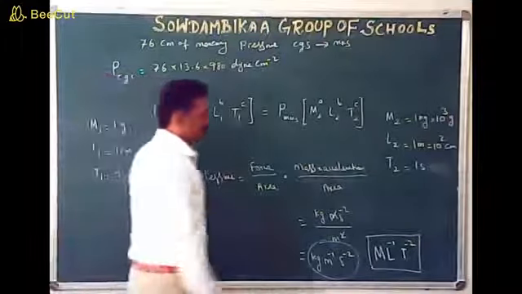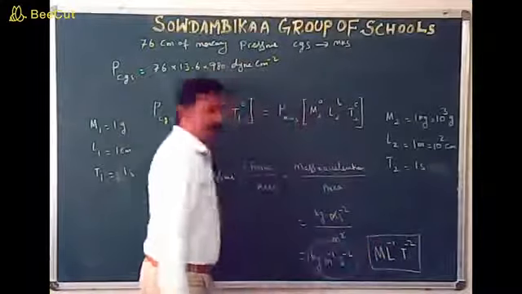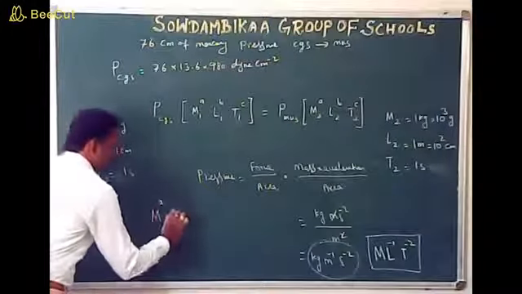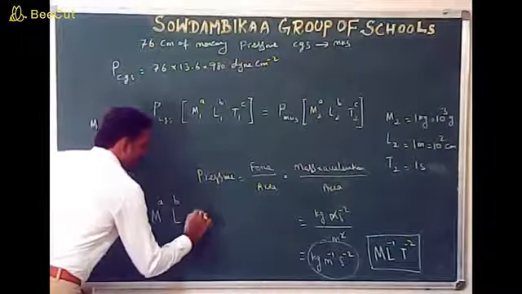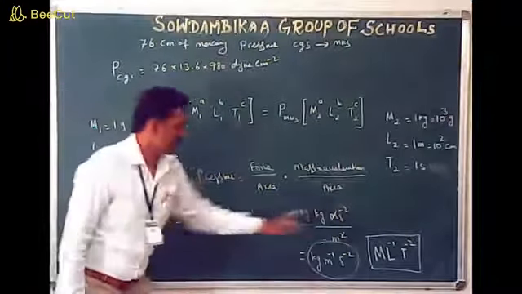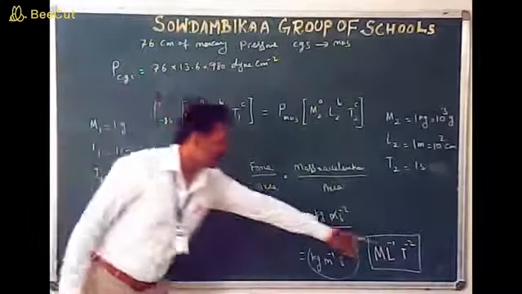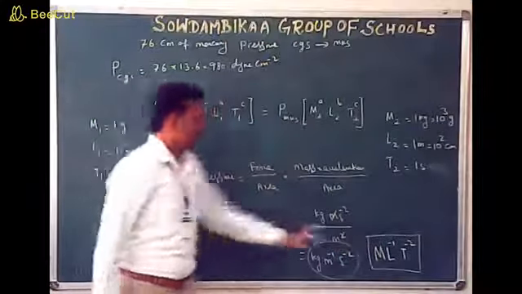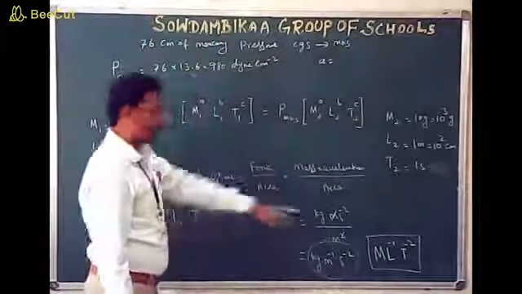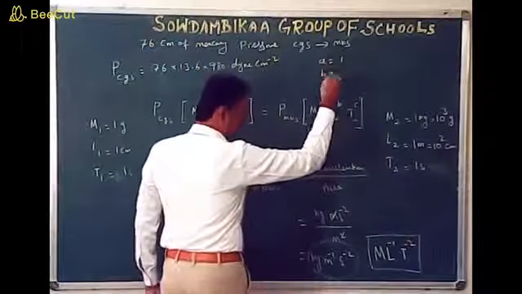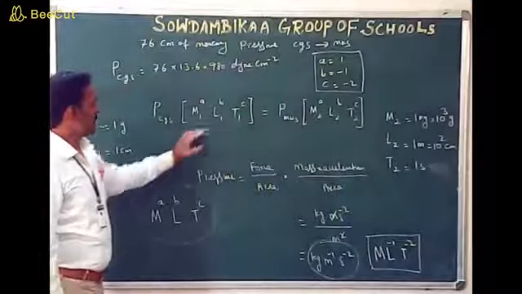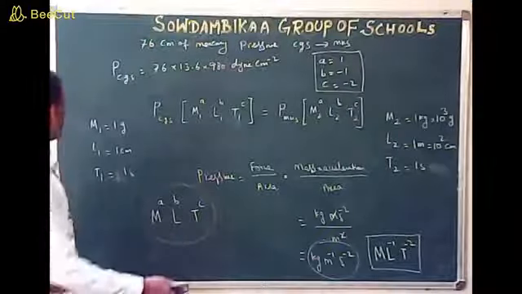A for mass. If no power is present, it is taken as 1. So A for that mass, B for that length, and C for that time. Now I am going to equate the powers. From this equation, the value of A is equal to 1, B is equal to minus 1, C is equal to minus 2. So I get A equal to 1, B equal to minus 1, C equal to minus 2. This is the general equation.